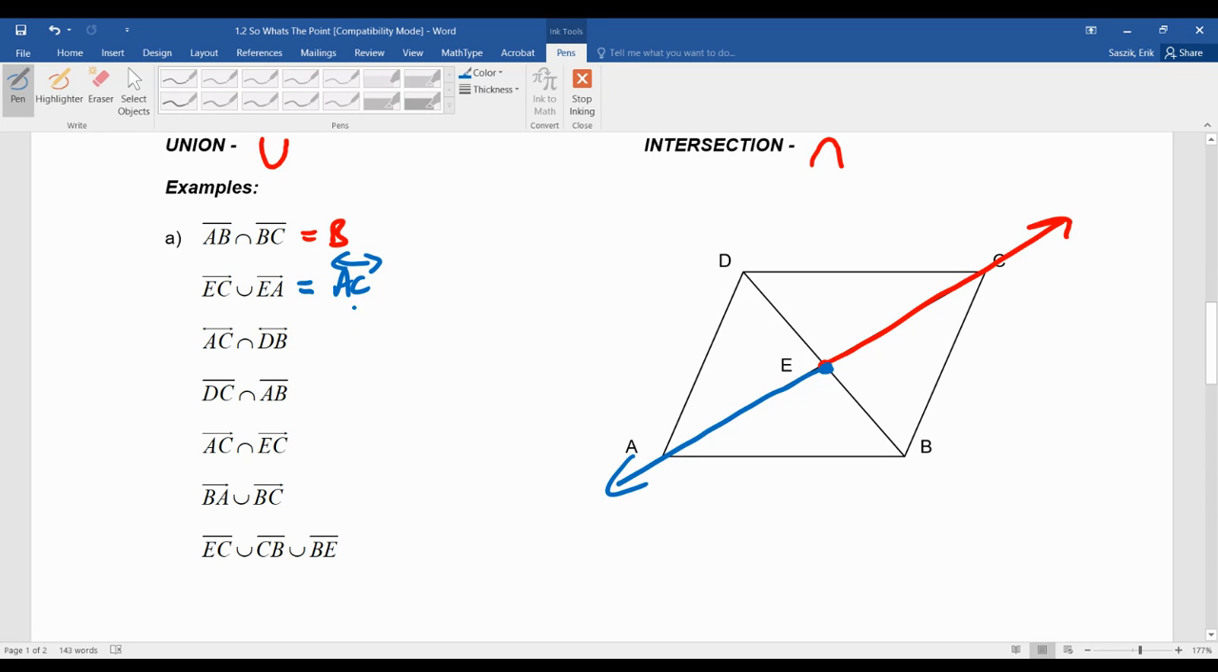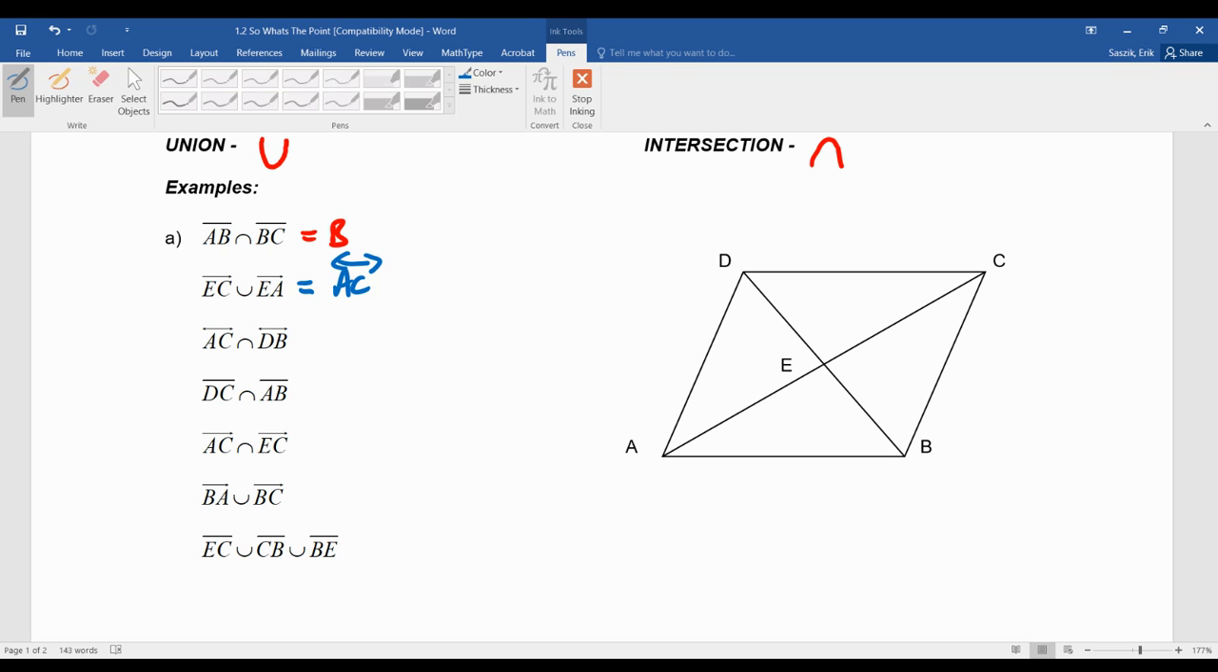Now, we could have characterized this a bunch of different ways. We could call it line AC, line CA, line EA, AE, EC, CE. I think there are like six different ways you can do that. They all mean the same thing. All of them would have been okay. But you have to have this line notation on top. If you had ray notation or segment notation, that would not be correct.